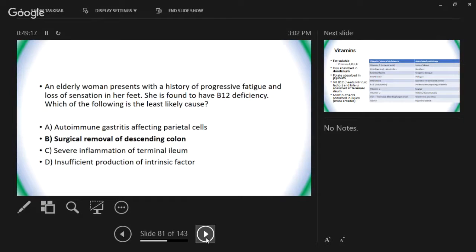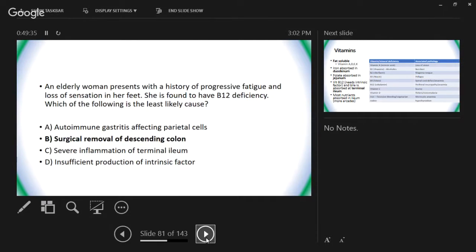So you have to do probably more here. Vitamin B12 is absorbed in the terminal ileum. And to be absorbed, it needs to be bound. Wait, what? Oh, that's all right. No worries.